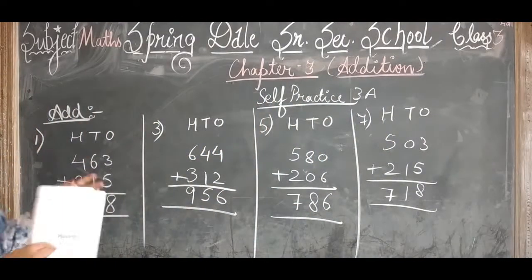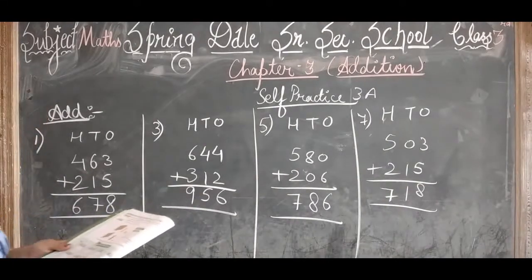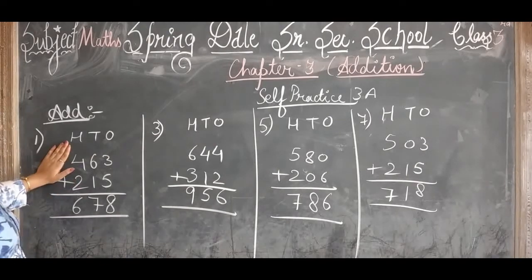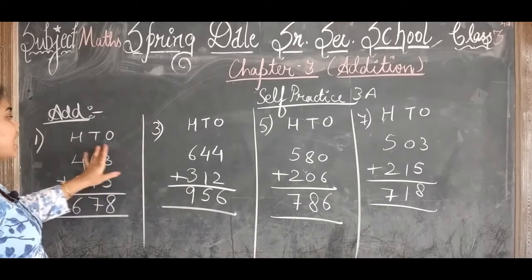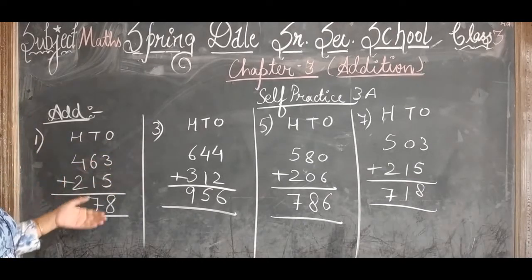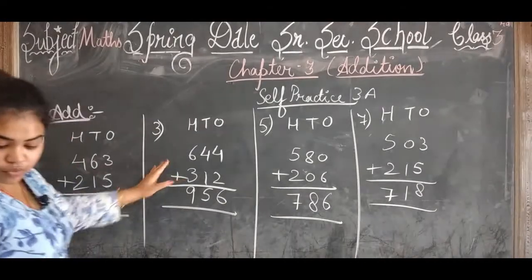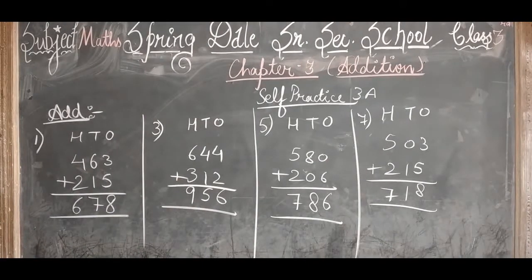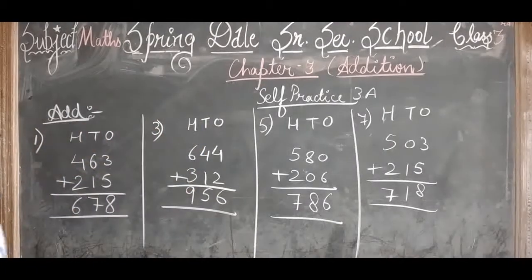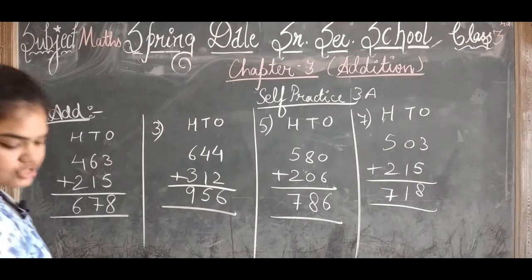So children, like this you have to do the rest of the questions in your textbook. Okay. What we have just learned is that these are the questions which are not having any carrying digit. Okay. Without carry over, they have been done in your textbooks. So now next we have the questions that are with carry over. Okay children, I hope these questions are clear to you. So we will just proceed to the next exercise.